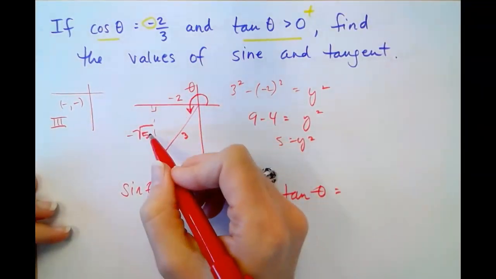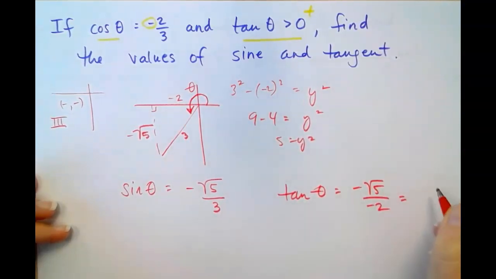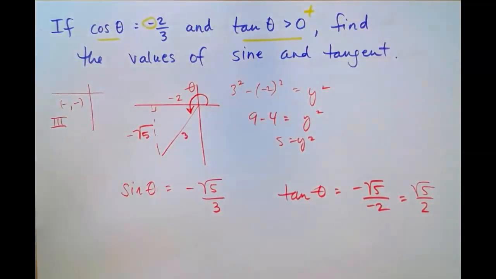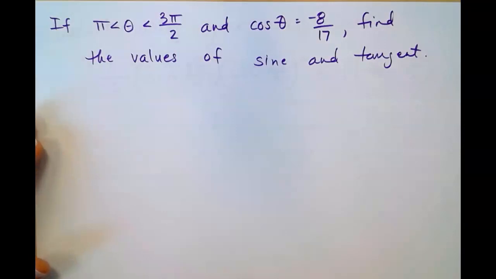And the tangent, we are expecting it to be positive. The tangent is opposite over adjacent, -√5/-2, which of course is √5/2. So that's one way to solve a problem like that. And very similar problem again. This time, the given information is presented a little differently.